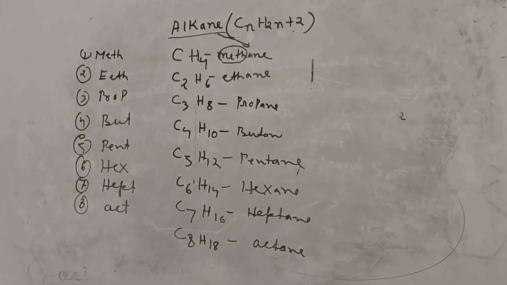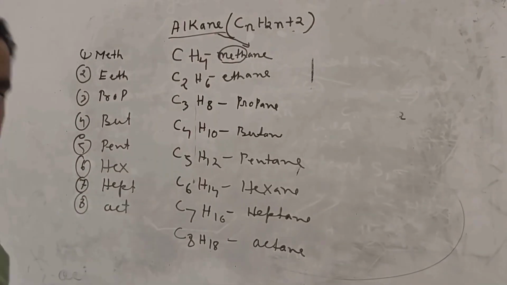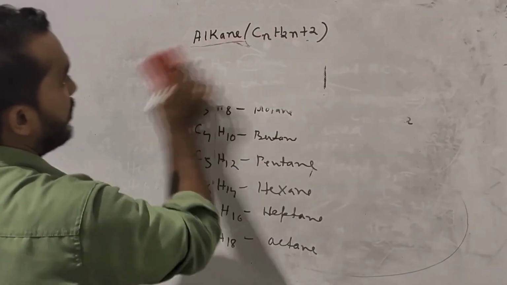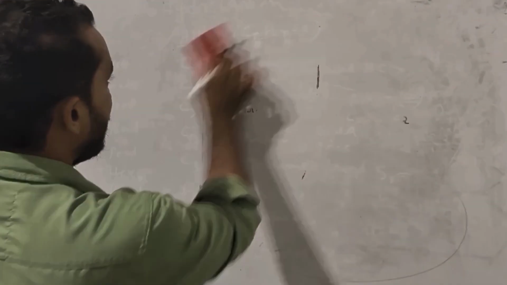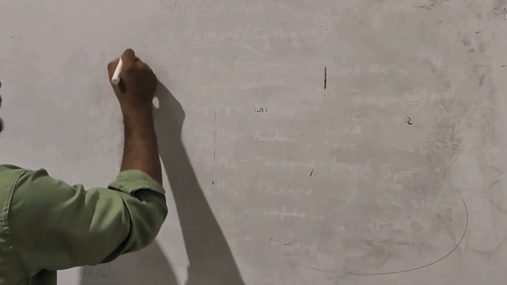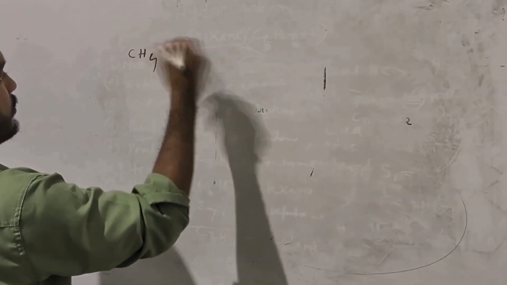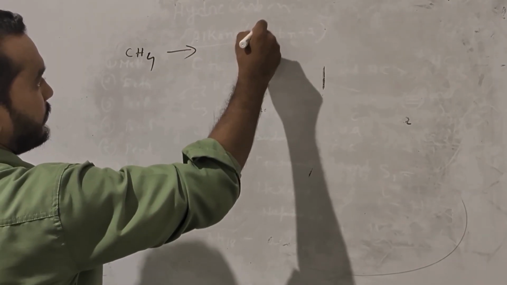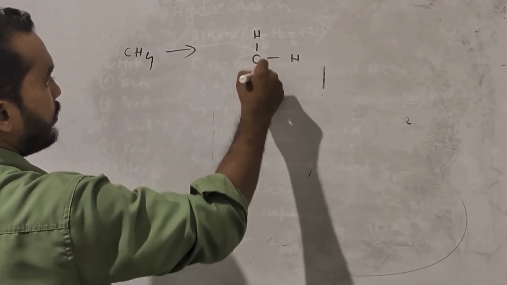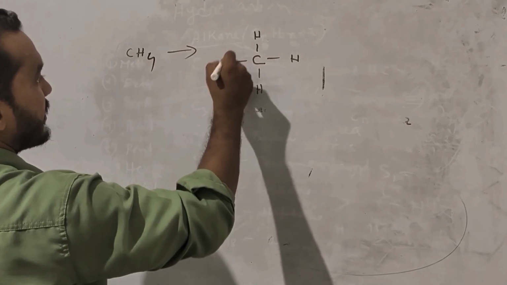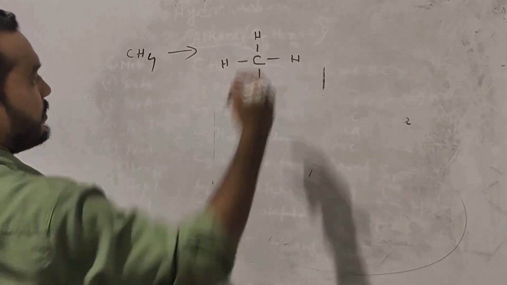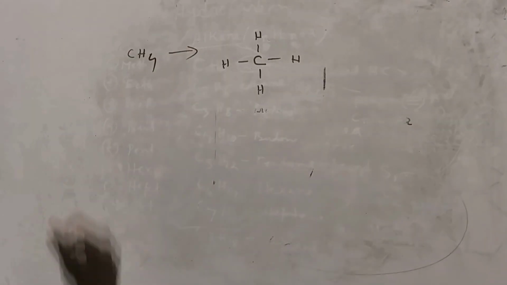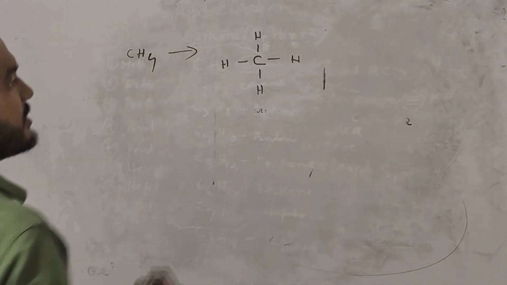Now let's draw the structure of methane. Methane, ethane, and all this. See, the methane formula is CH4. We draw the structure of this. Centrally there is one carbon, and with this one carbon 4 bonds will be there, attached with hydrogens. This is the structure of methane.